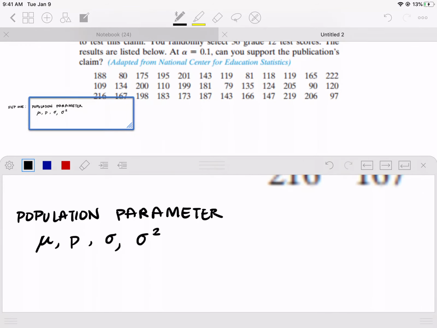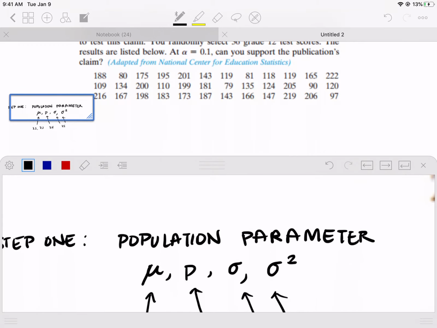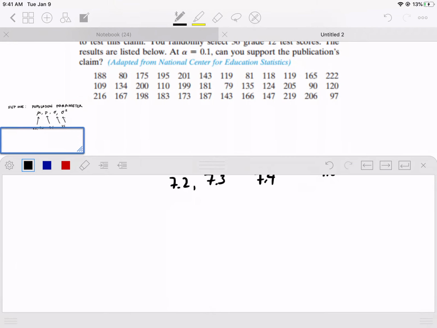So 7.2 and 7.3 deal with mu. 7.4 deals with P, and 7.5 deals with sigma and sigma squared. Okay, so that's going to be step one, to determine your population parameter.